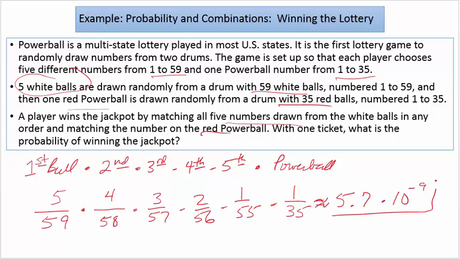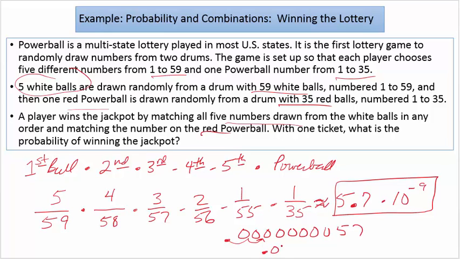And what that means is move your decimal 9 places to the left. So we're going to take this decimal, and when you move it 9 places to the left, we have to add 8 zeros in front of that 5. So that's the probability of winning the lottery. And as a percent, if I change this decimal to a percent, I have to move the decimal twice to the right. So here we go.